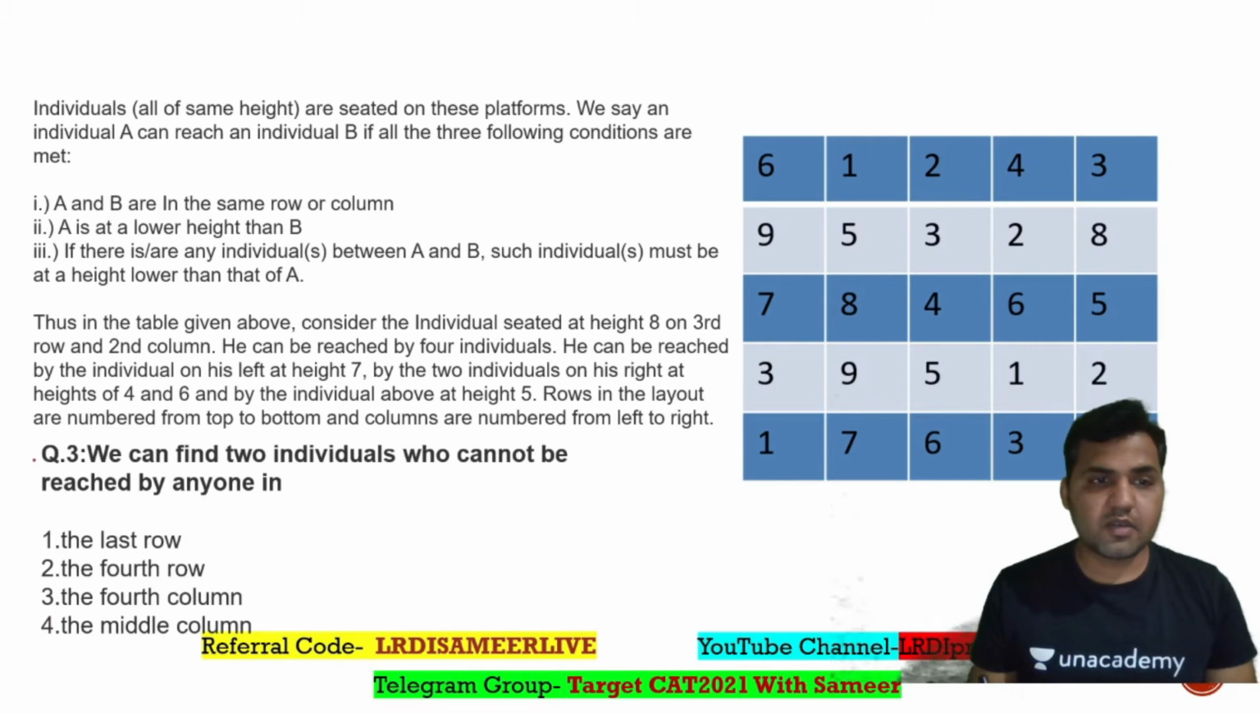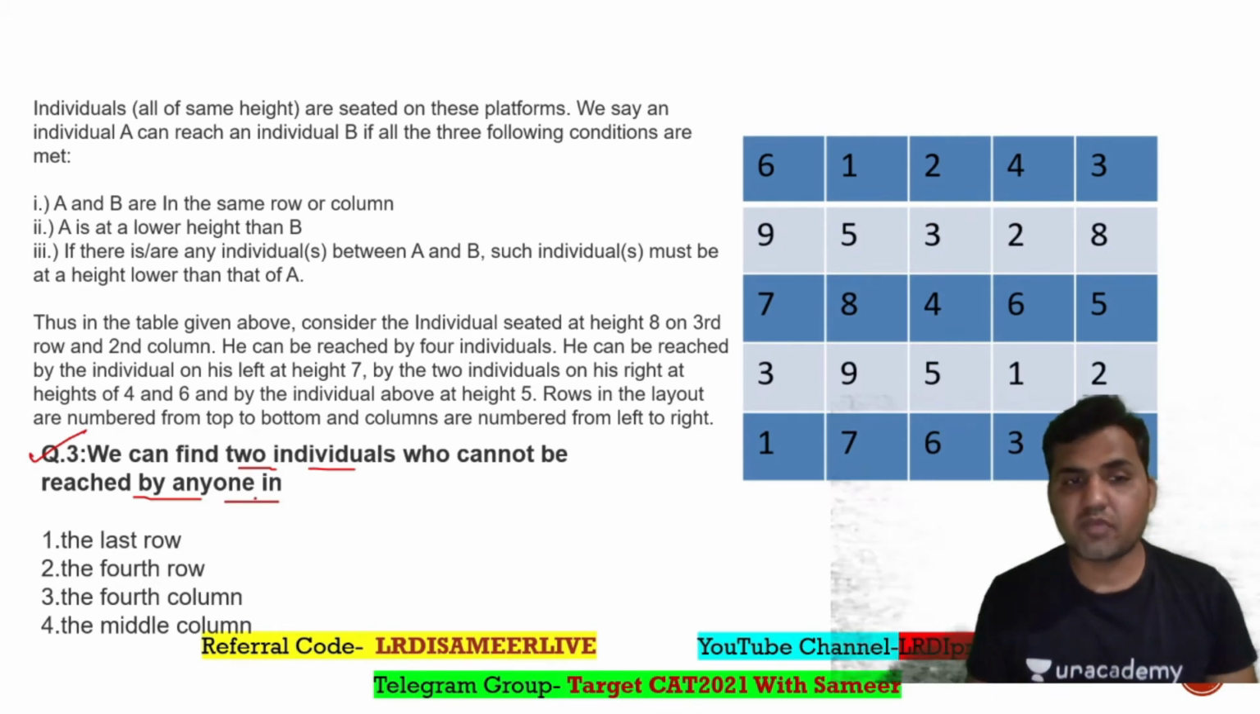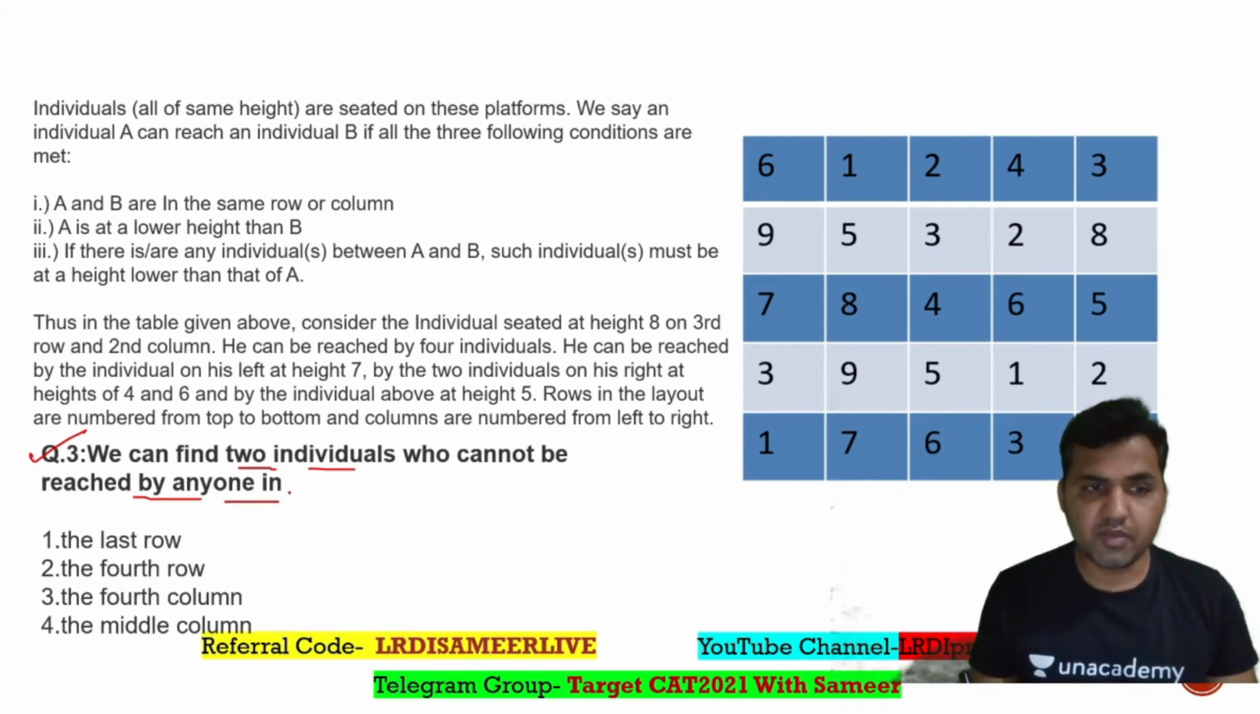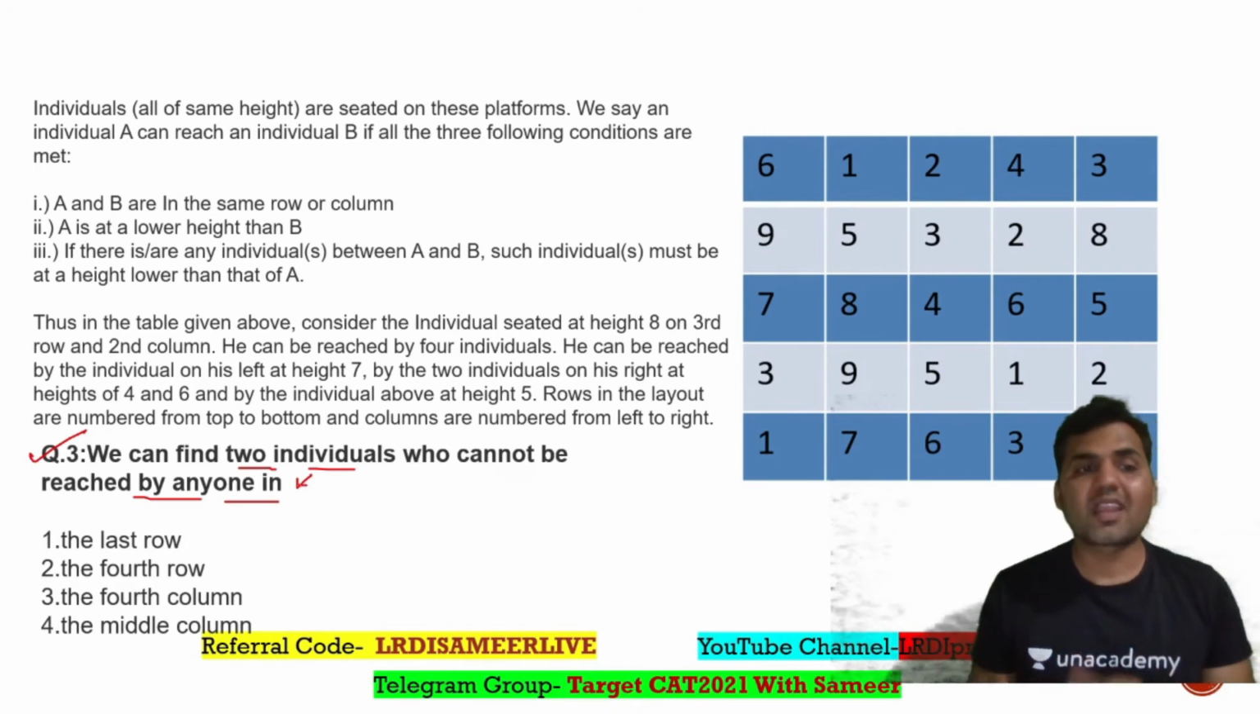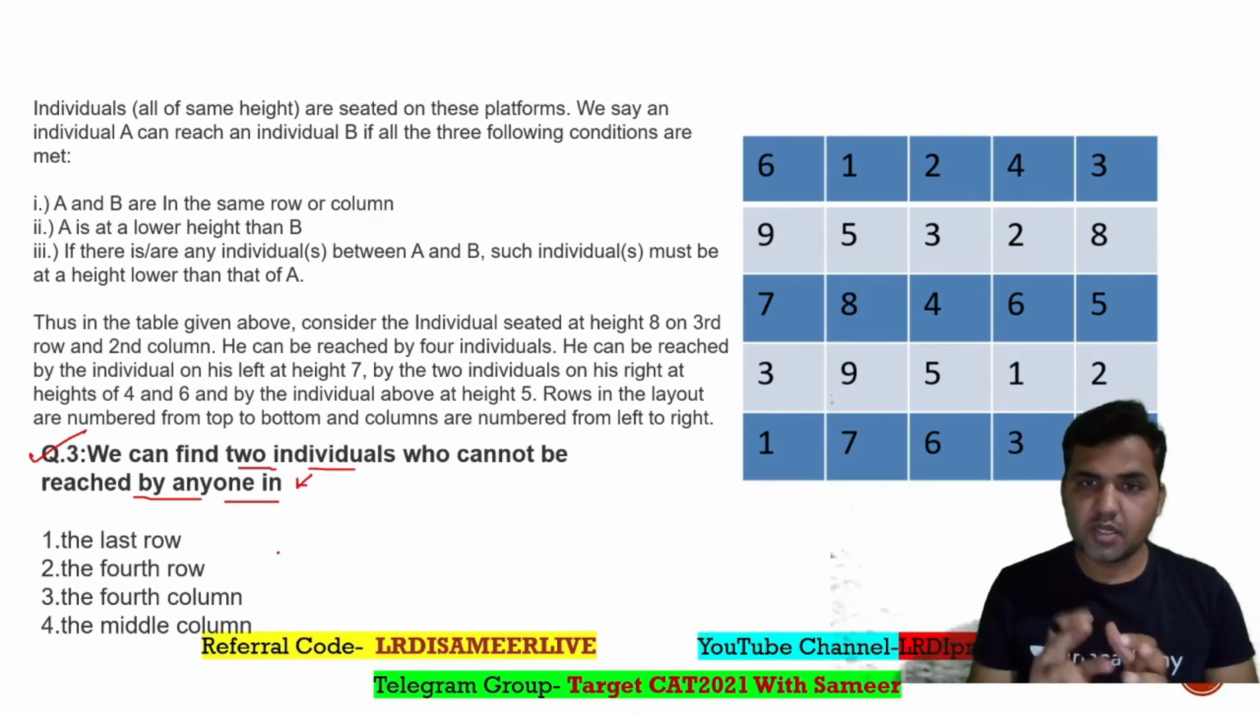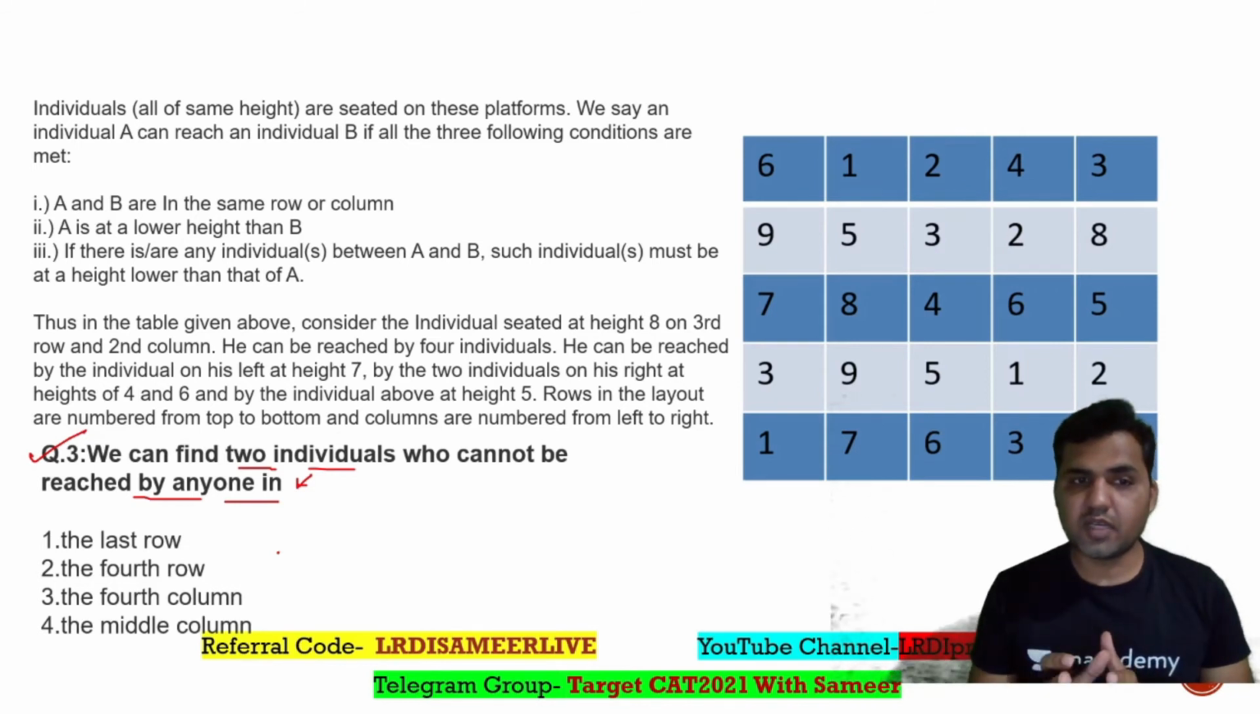Let's look at question number 3. We can find 2 individuals who cannot be reached by anyone in the last row, fourth column or middle column. So I'm looking for 2 individuals, either in one row or in one column, who cannot be reached by anyone.